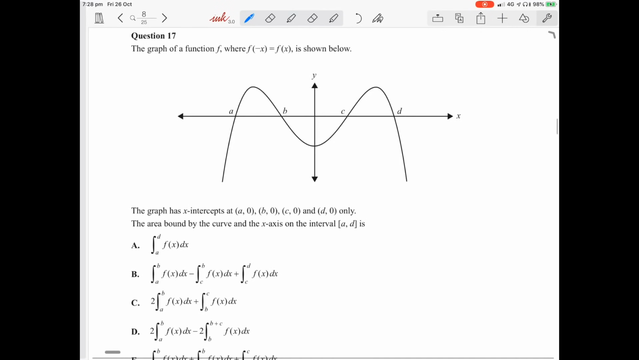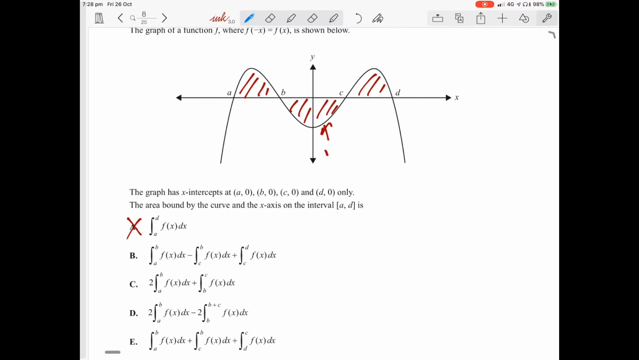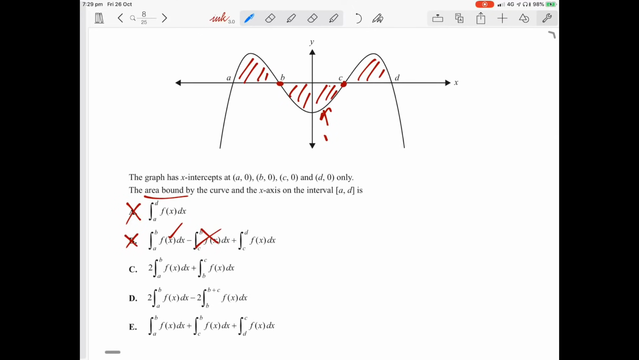17. Okay. So we've got that and that, which are the same, that and that, which are the same, but then negative. Okay. A to D. If it wants the area, then that's going to be negative, so that's no good. A to B, that's okay. C to B, that's just going to make it negative, so that's no good. 2 times A to B, that's those two, plus B to C.